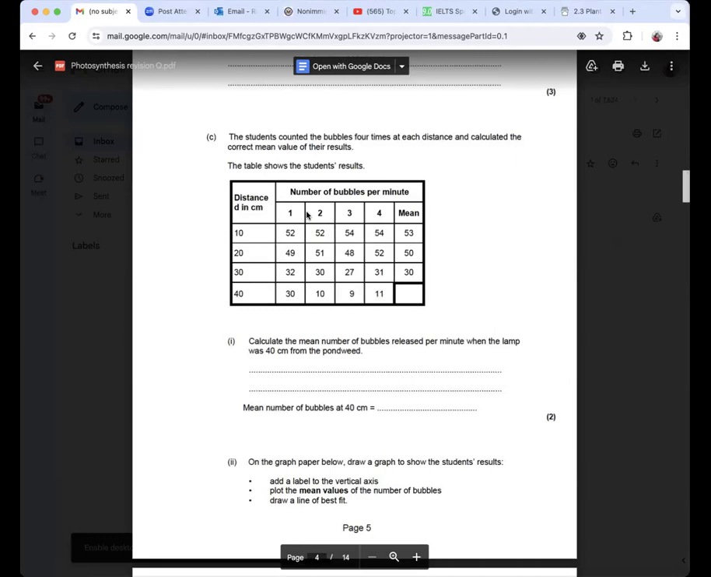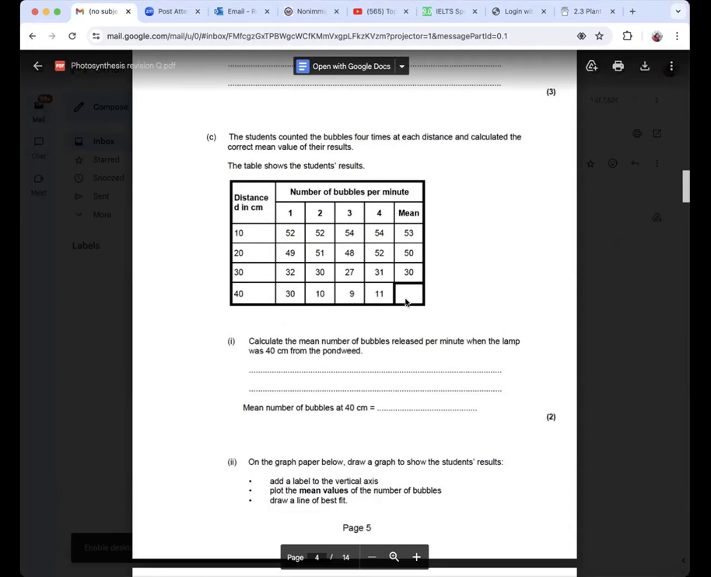Calculate, okay, let me just do that. It would be 15, the mean number of bubbles. Did you take this into consideration? 30 plus 10 plus 9 plus 11. You should not add this, because this is an anomalous value. You always omit anomalous values while doing the calculation. You ignore them. So you just add 10 plus 9 plus 11. So basically the answer is 10 bubbles.